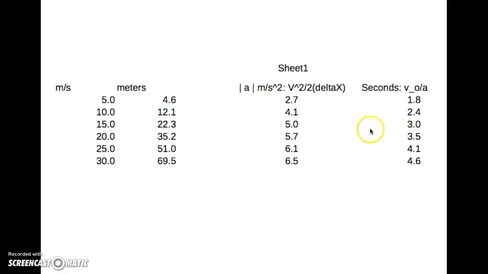Otherwise, if we were to calculate with the magnitude, we would come up with negative seconds, which of course would not make sense. So yeah, we're able to do this because we know our initial velocity, which is given, and then our final velocity, which is implied since we're braking, we just know it's 0. So here's our acceleration, and then our seconds.